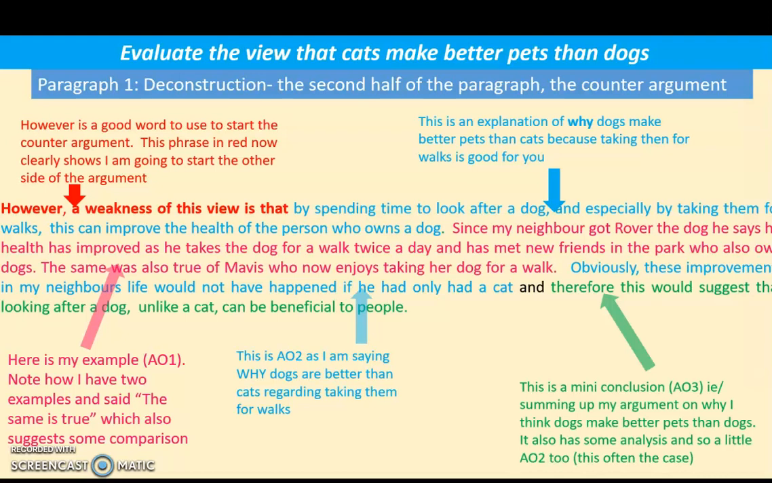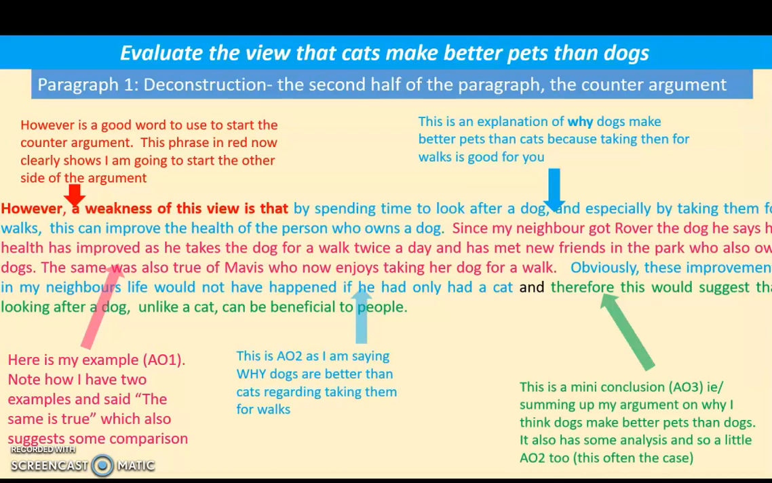And then we've got the mini conclusion, therefore. Therefore, this would suggest that looking after a dog, unlike a cat, that's the comparison, can be beneficial to people, and therefore dogs are better than cats. So again, there's a mini conclusion. We had a mini conclusion when we did our first argument. We've then come to the counter argument, all within the same paragraph, and again we've got this little mini conclusion.